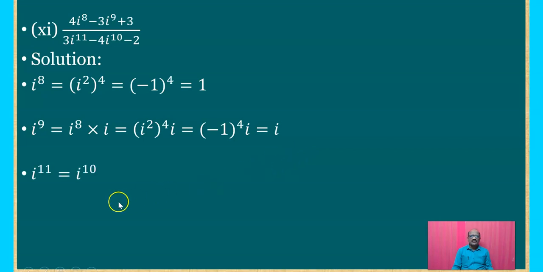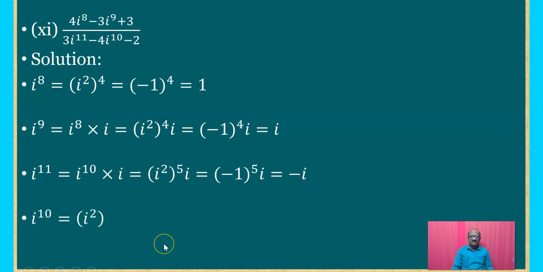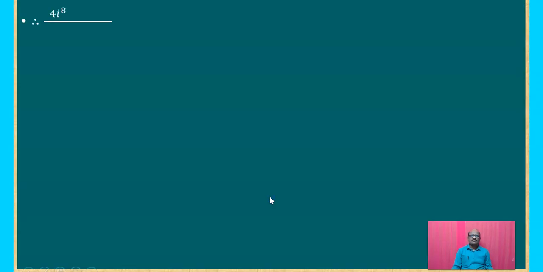i raised to 11 can be written i raised to 10 into i. i raised to 10 means what? i square, and bracket raised to 5, into this i. i square is minus 1. Minus 1 raised to 5 is minus 1. Minus 1 into i is minus i. Next is i raised to 10. i raised to 10 can be written as i square bracket raised to 5, and that is equal to minus 1 bracket raised to 5. Overall you will get minus 1. Now substitute all these values.